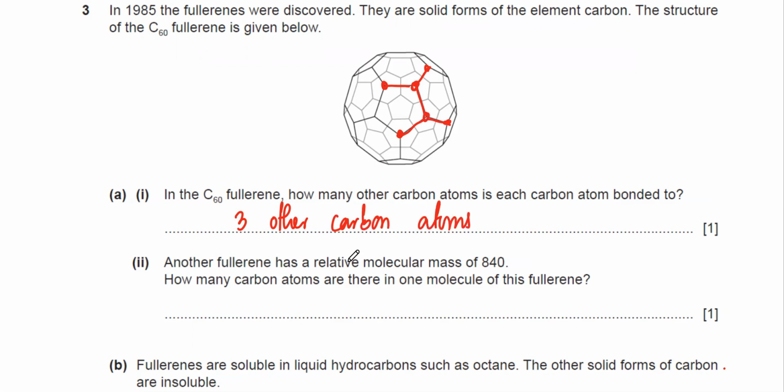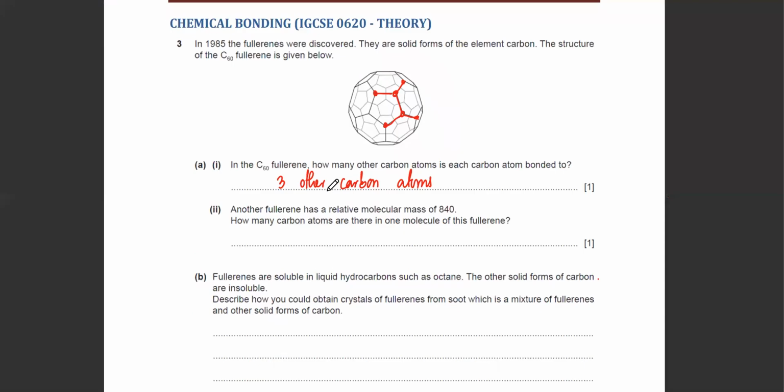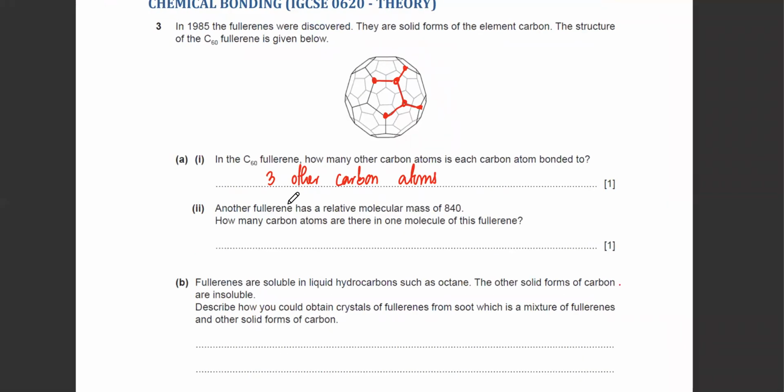carbon atoms. Next, he's saying that fullerene has a relative molecular mass of 840. So this entire thing has an Mr, or a molecular mass, of 840. The next question is, how many carbon atoms are there in one molecule of this fullerene? Now we know that carbon is 12. So one carbon is 12, and in 840, how many carbons do you have? You're going to divide 840 by 12.